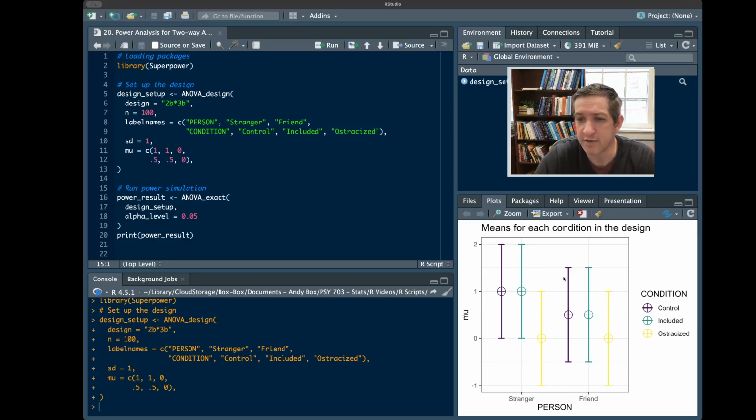So suppose the population means contain an interaction like the one we're looking at here. I'm imagining that when you're talking to a stranger, the difference between being ostracized versus included or a control event is a Cohen's d of 1, a very large effect. You're talking to a stranger, it hurts your well-being by an entire standard deviation, let's say.